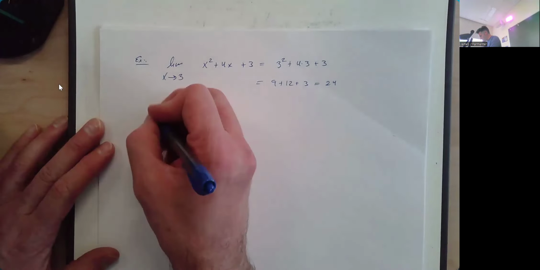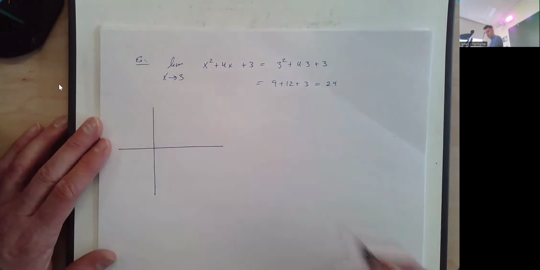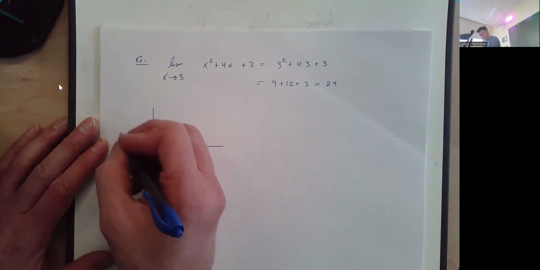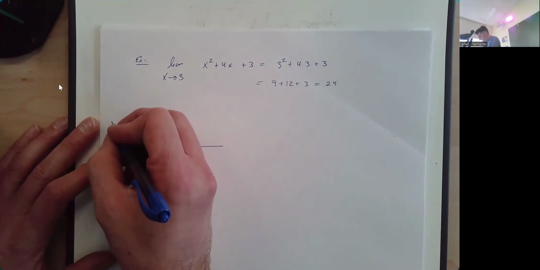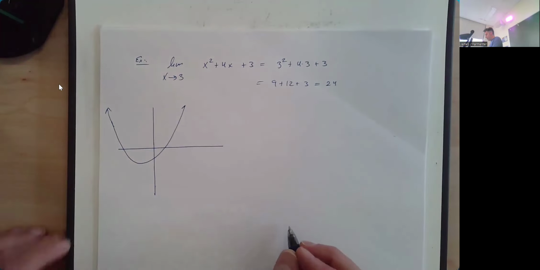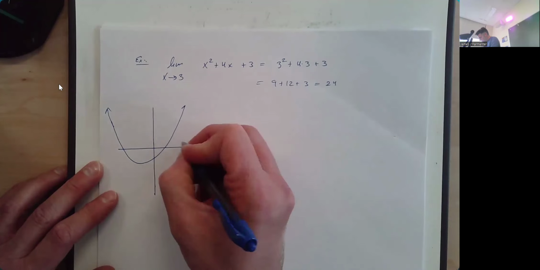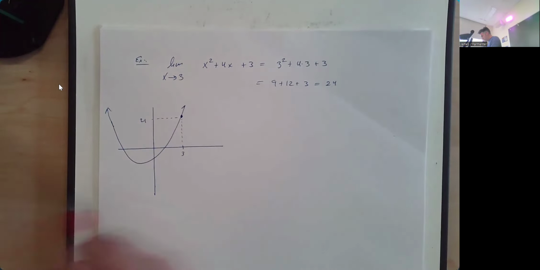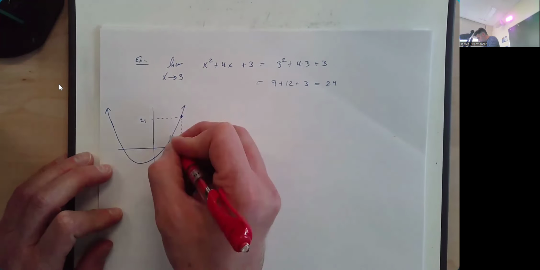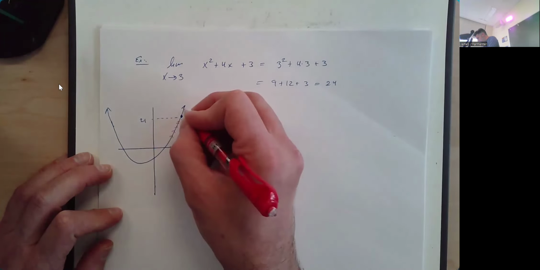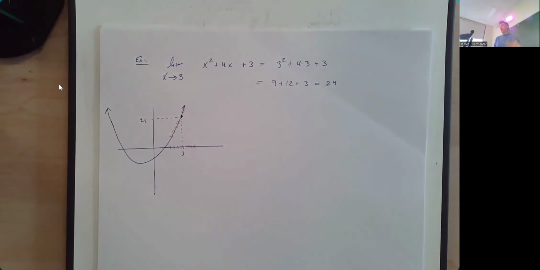Graphically, what happened was, we had something that looked kind of like this. Here's my parabola, my upward opening parabola. And when x got closer and closer to 3, the y values got closer and closer to 24. And we didn't worry about which side, because we knew this function was defined to be the same function on the right of 3 as it was on the left of 3.